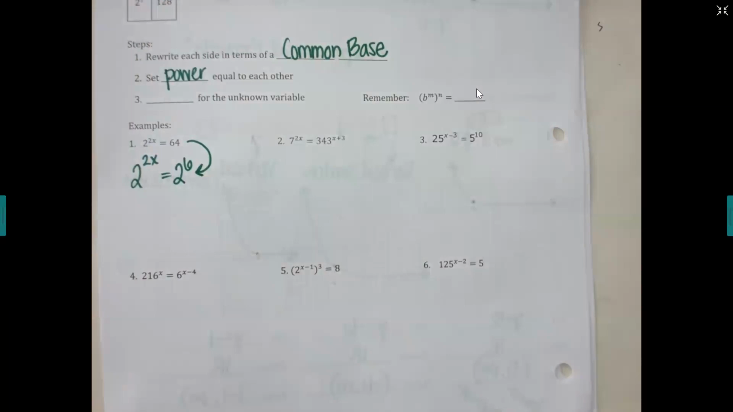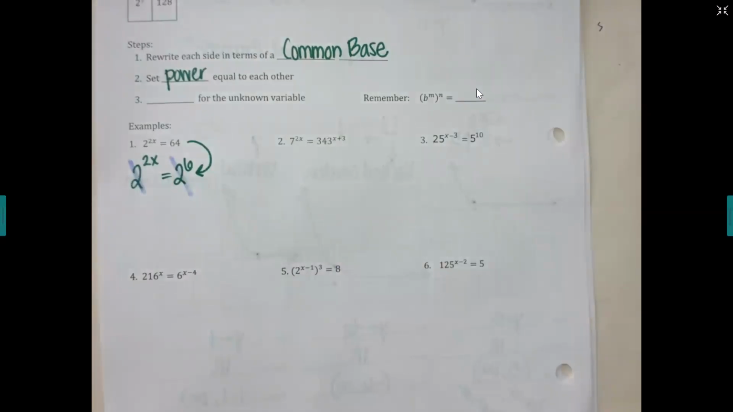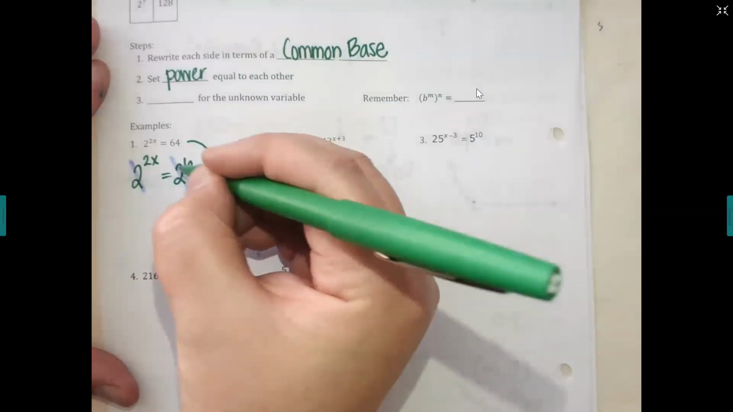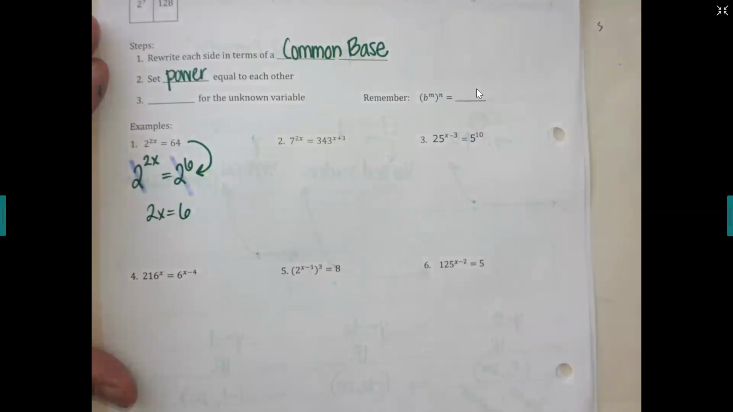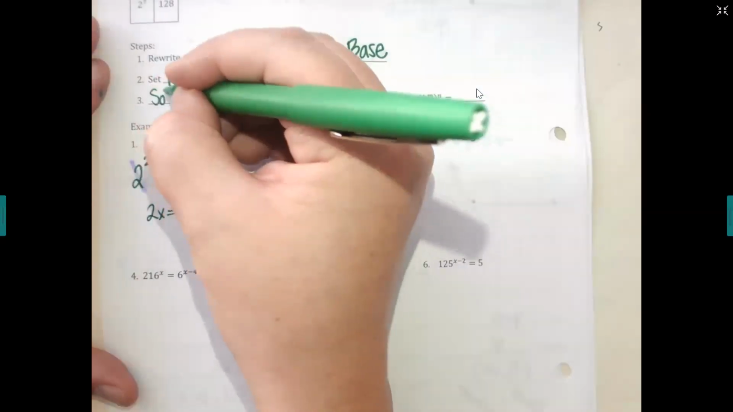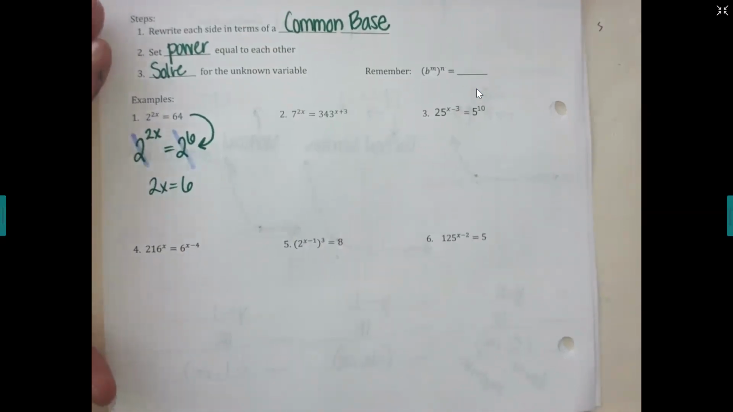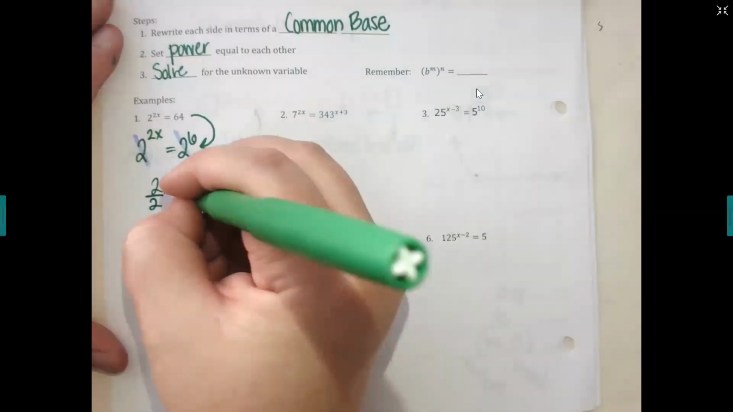The reason why is that if they both have a base 2, you can cross it out. So now that my 2's are gone, I'm just going to have the exponents equal to each other. So this is now 2x equals 6. And then your third step is just going to be solving. So if 2x equals 6, what would my next step be? Divide by 2, what would x equal? 3.